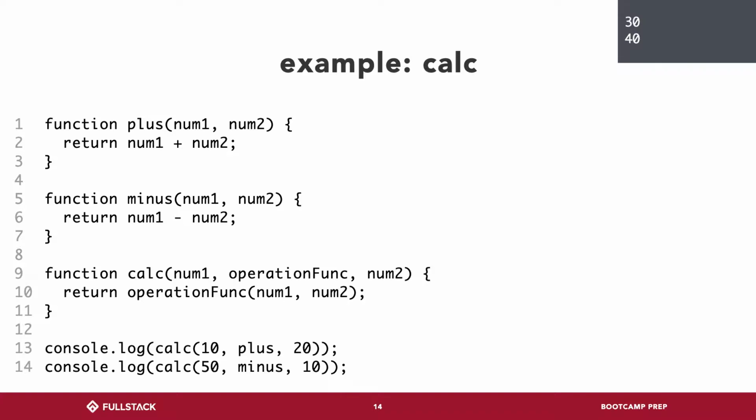Same thing with minus. You're calling calc with 50, minus, and 10. Calc returns minus with 50 and 10. Operation func is minus, num1 is 50, and num2 is 10, because that's what you're calling it with. So, minus just returns num1 minus num2. Num1 is 50, and num2 is 10. So it returns 40, 50 minus 10 is 40. So this is now equal to 40. It returns 40, and that's why you see it in the console log.